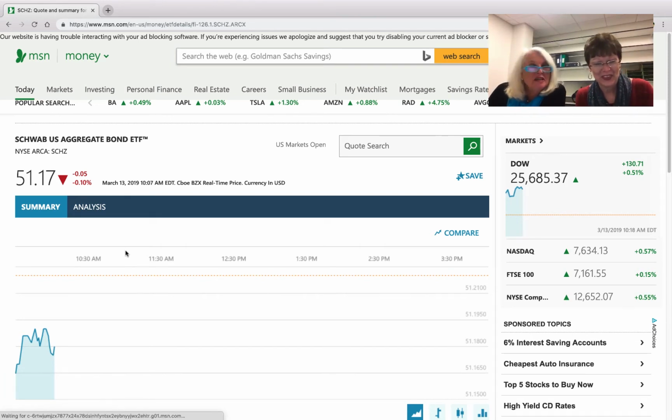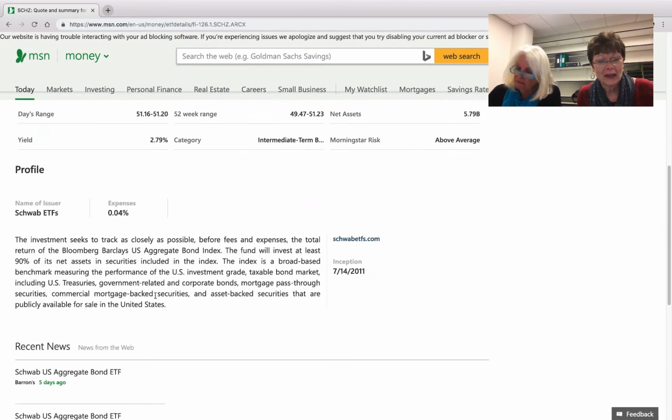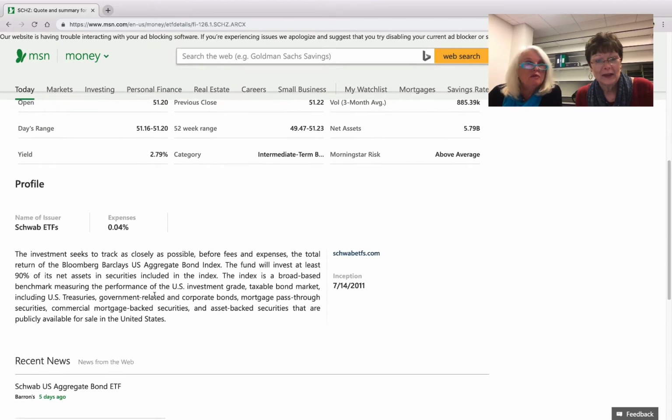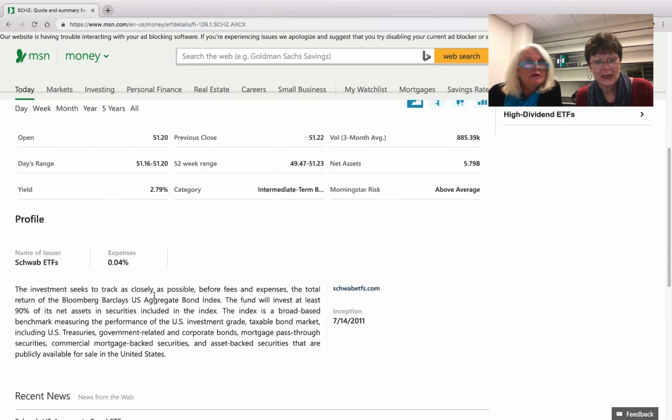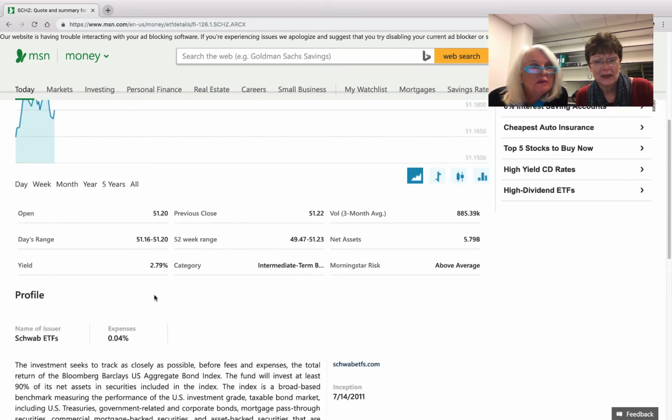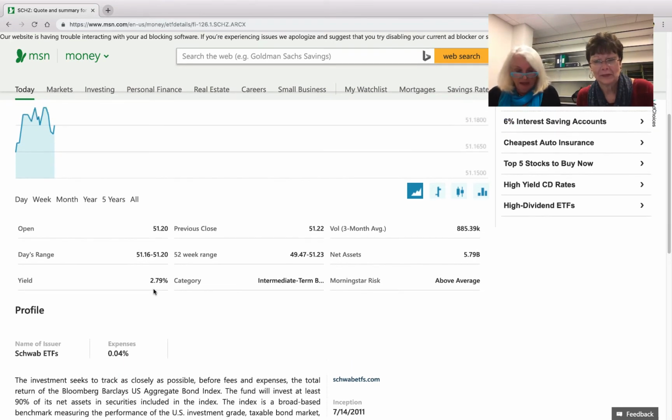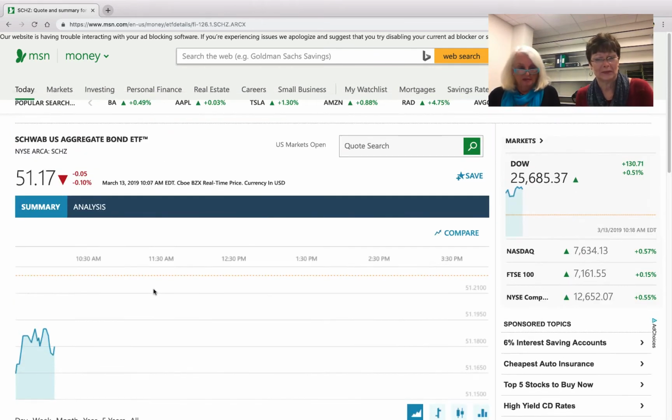So let's look at the summary down there and see how much it's paying per share. Selling at 51, today's range. There's the yield, but it doesn't show us a dollar amount. So that one's only paying 2.79%.